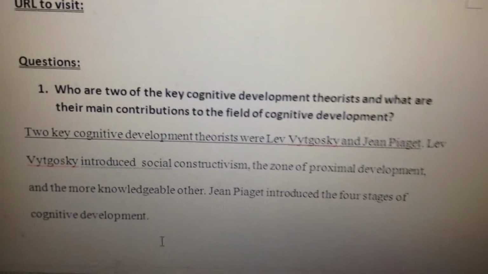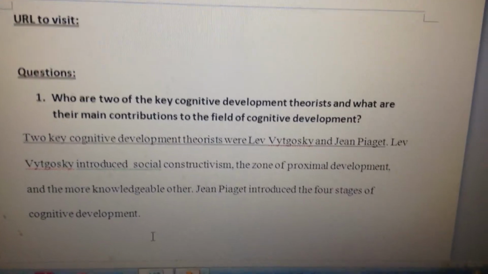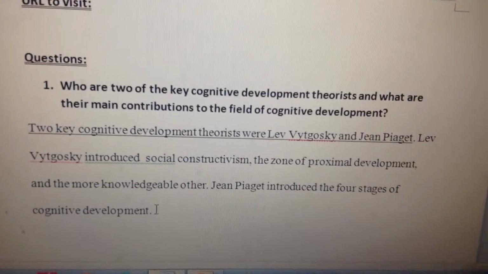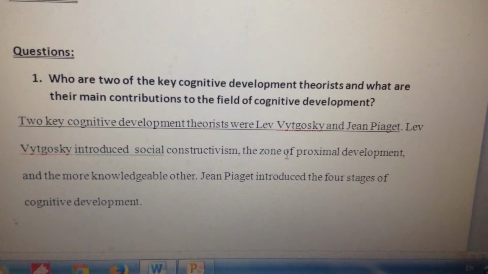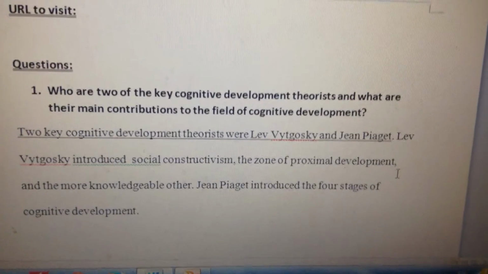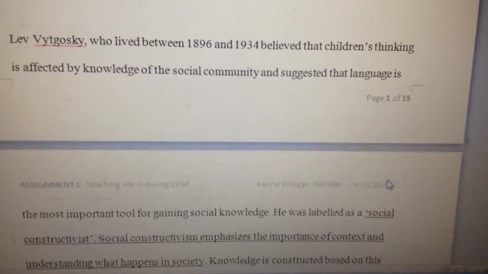Question 1. Who are the two key cognitive development theorists and what are their main contributions to the field of cognitive development? So the two key cognitive development theorists were Lev Vygotsky and Jean Piaget. Lev Vygotsky introduced social constructivism, the zone of proximal development, and the more knowledgeable other. Jean Piaget introduced the 4 stages of cognitive development.